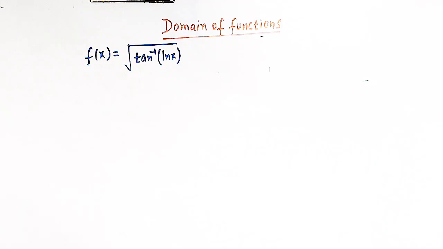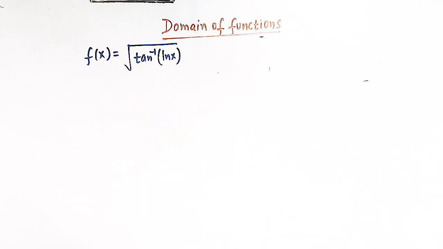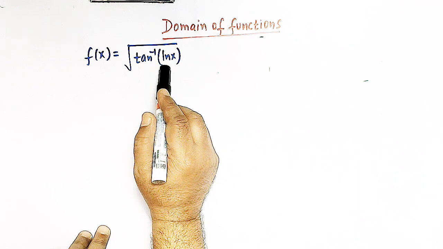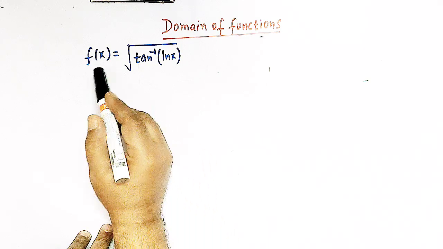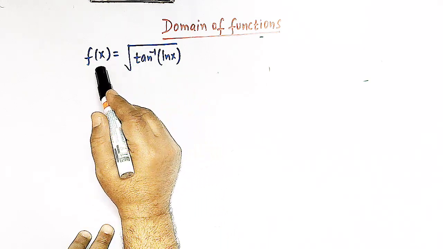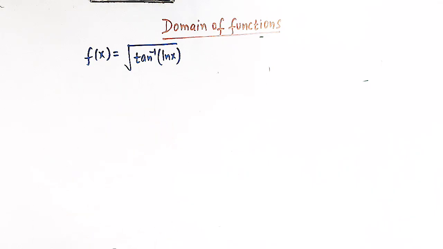Hello viewers, in today's session we are going to discuss an important conceptual problem from the domain of functions. We are going to find out the domain of this function f of x, equal to the square root of tan inverse of the natural log of x. To find the domain, that is the valid values of x for which this function is defined, we have to make use of some concepts from inverse trigonometric functions.